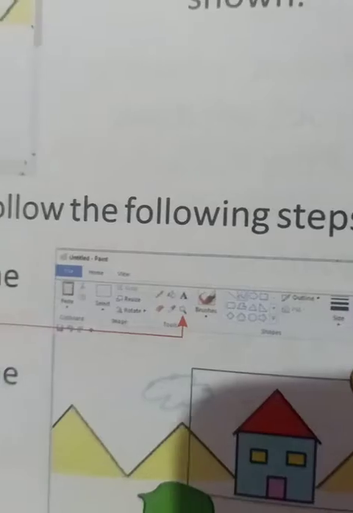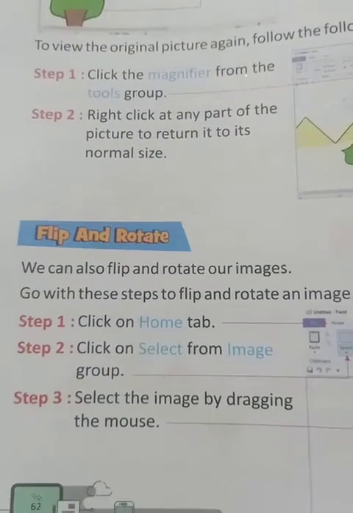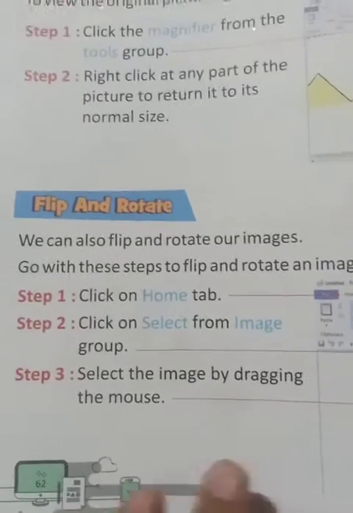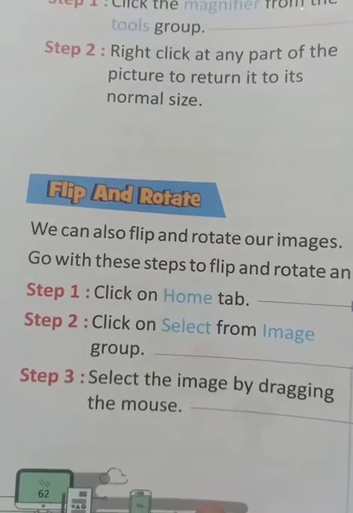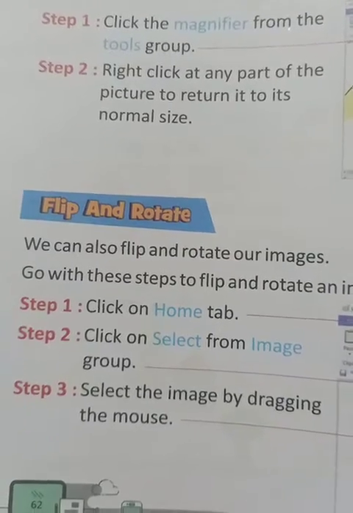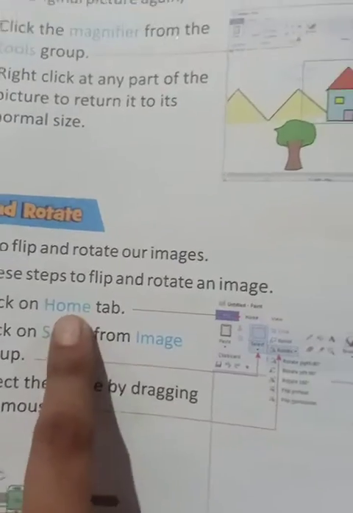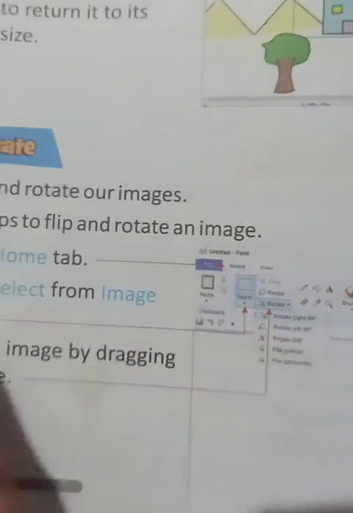Okay, then how to flip and rotate an image? How will we flip or rotate an image? Sometimes the pictures are quite right side, sometimes left side. According to our need, we can flip the picture and also rotate the picture. How will we do it? Step one, we will go to the Home tab. We will click on the Home tab, then we will select the image.